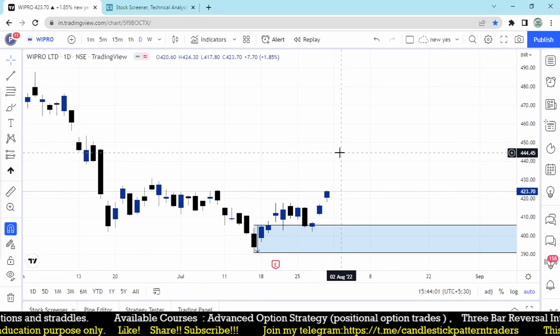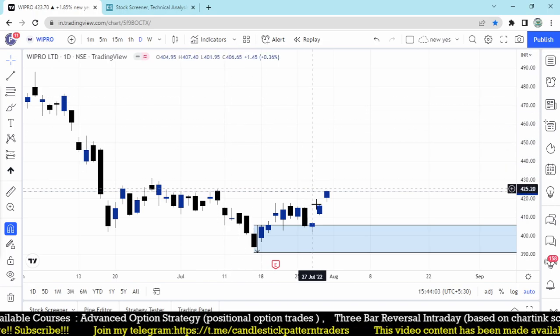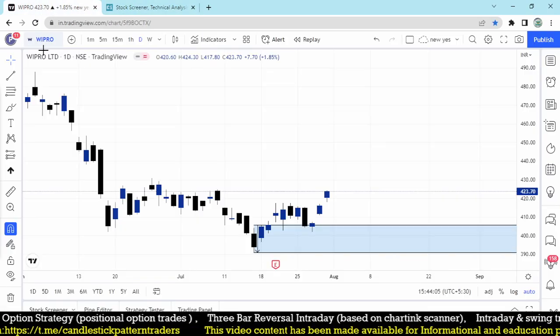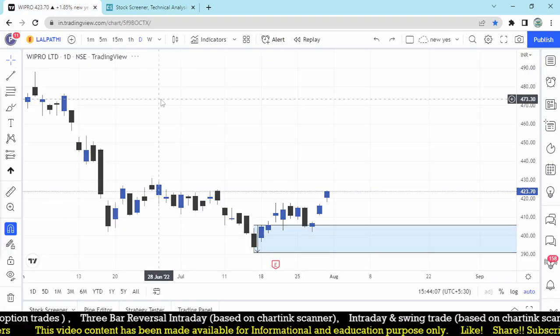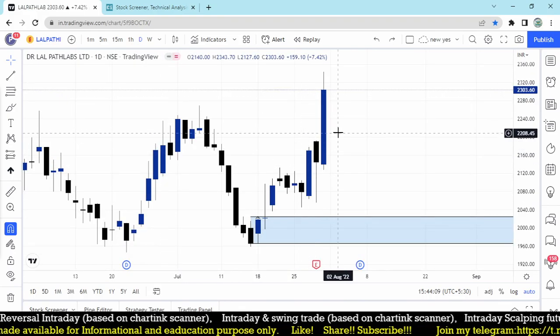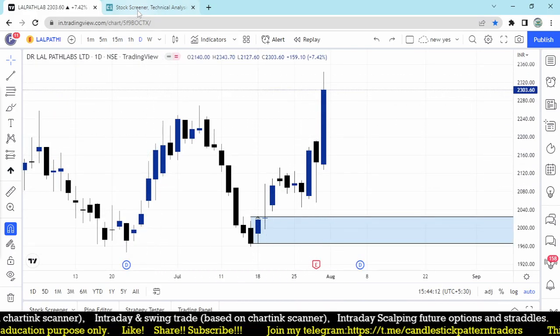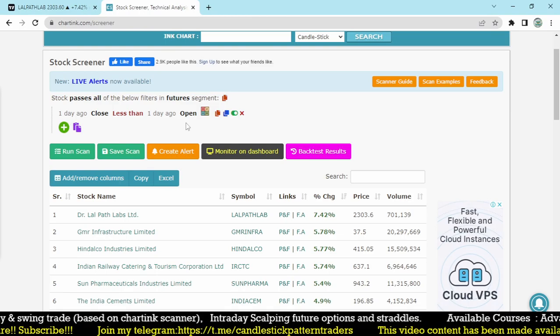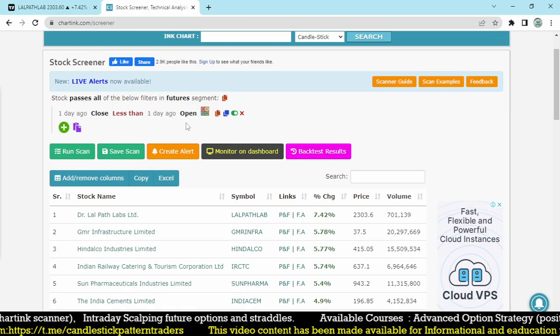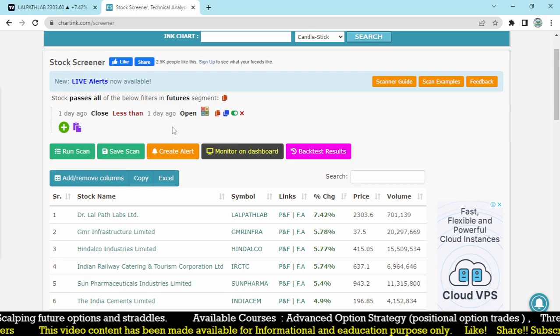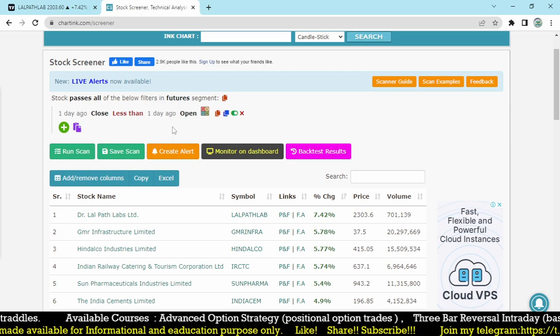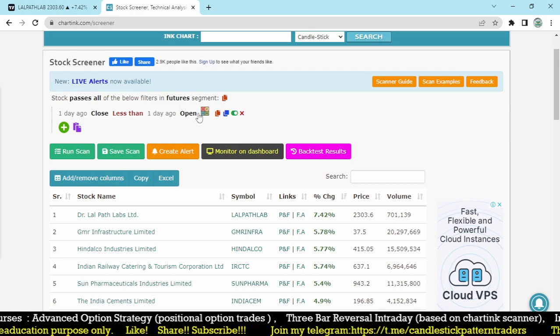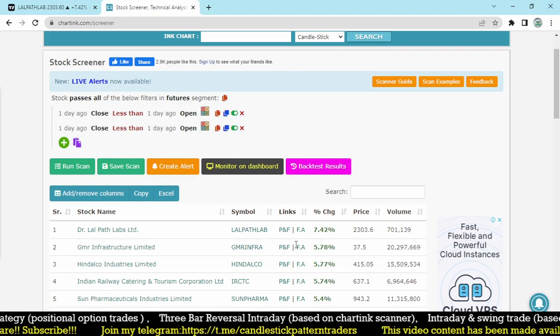Another stock I don't remember. Okay, no problem, we are going somewhere else. In Lal Path Lab yesterday was the red candle and today may be a green candle. Yesterday should be the red candle and today should be the green candle, but that green candle should be inside the previous day candle. So let me create that.